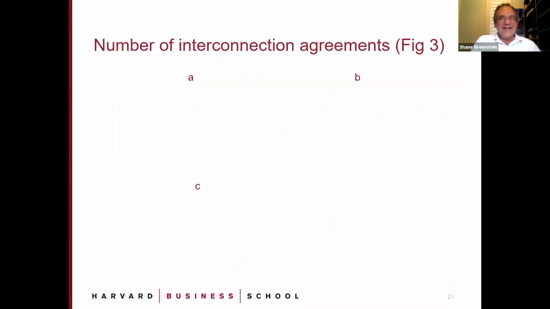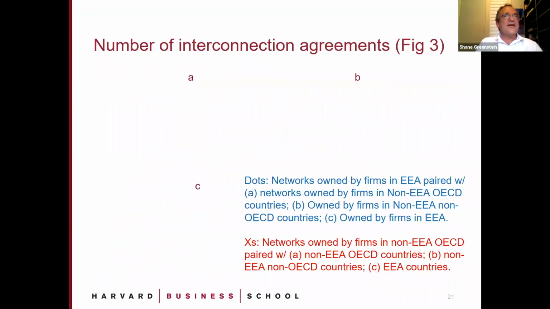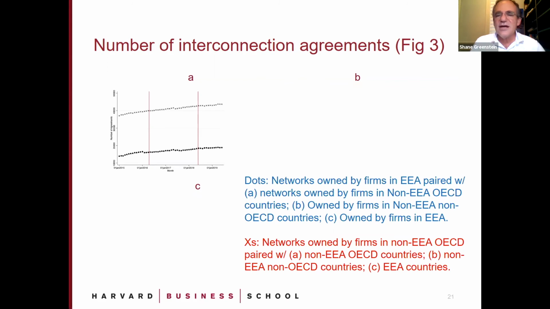Okay, so here we go. Start with really the most obvious thing to do, which is just look at the number of interconnection agreements. Here's a picture. The way to understand it is dots and X's. The dots are on the bottom of picture A. The X's are on the top. What that's doing is comparing. The dots are the networks within Europe. The X's are the networks in the OECD that are not in Europe. Those are just the number of agreements.